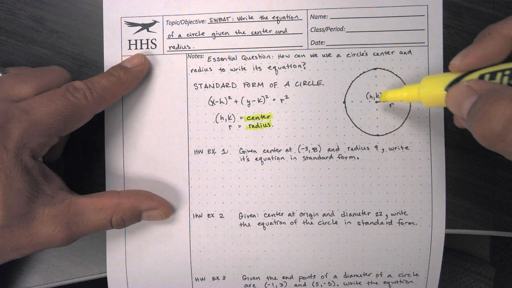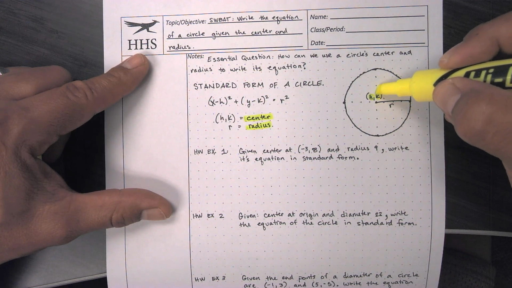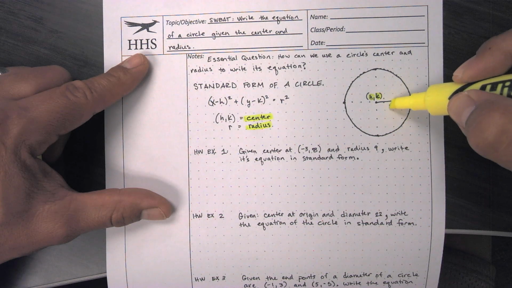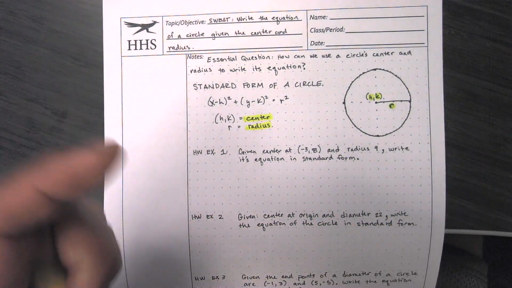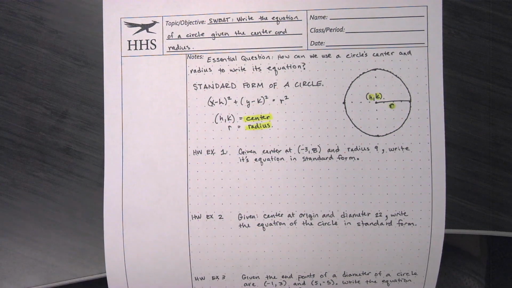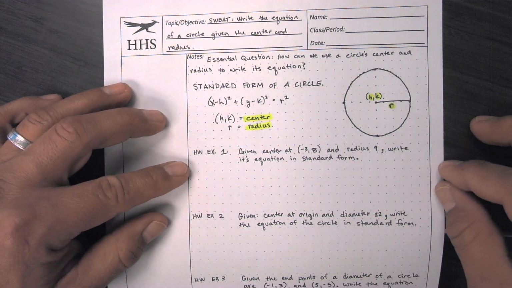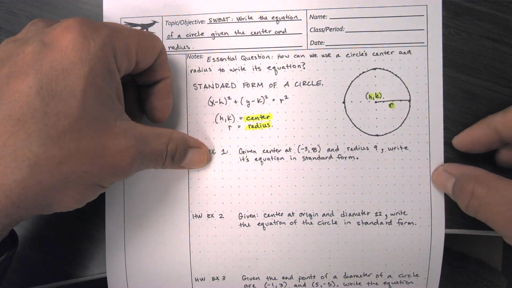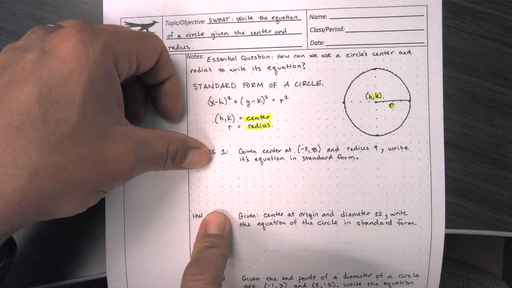So the center is always going to be a point (h, k), and then the r is going to be the length of the radius, however long that radius is. So the two things we're trying to figure out is how we can incorporate the center and the radius into the equation.